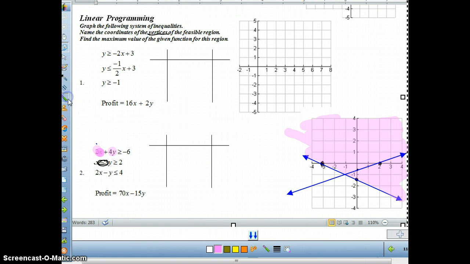Let's plug in 0, 0. 0 is bigger than 2? That's not true. That's false, right? 0 is greater than 2 is false, so we don't want to shade that. We want to shade down below the line, which basically I only need over here because this is double shaded. Like that. Okay, so far I'm in that darkened-in region right there.